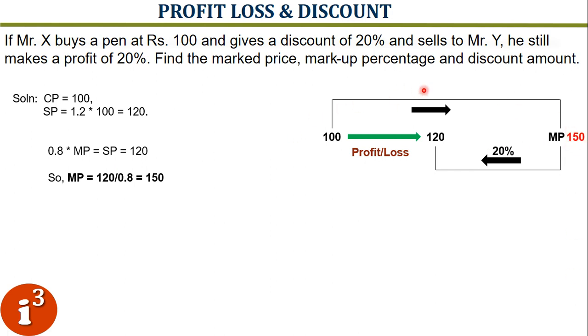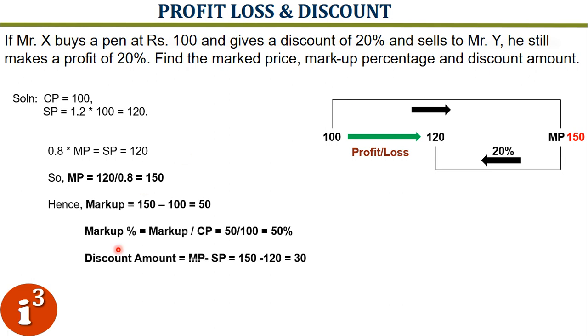150 minus 100, that will be 50, and accordingly the markup percentage will be 50 by 100, 50%. The discount amount is, this is 150, you sold at 120, so the discount amount is 30 rupees. So this is the complete figure, and you should understand this diagram by heart, and once you understand, everything will be clear in terms of cost price, markup, and your discount.